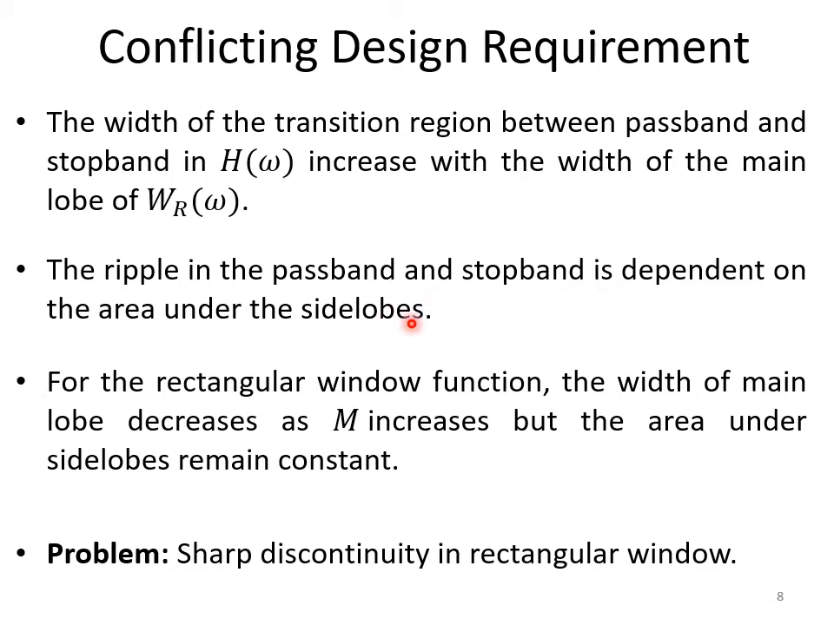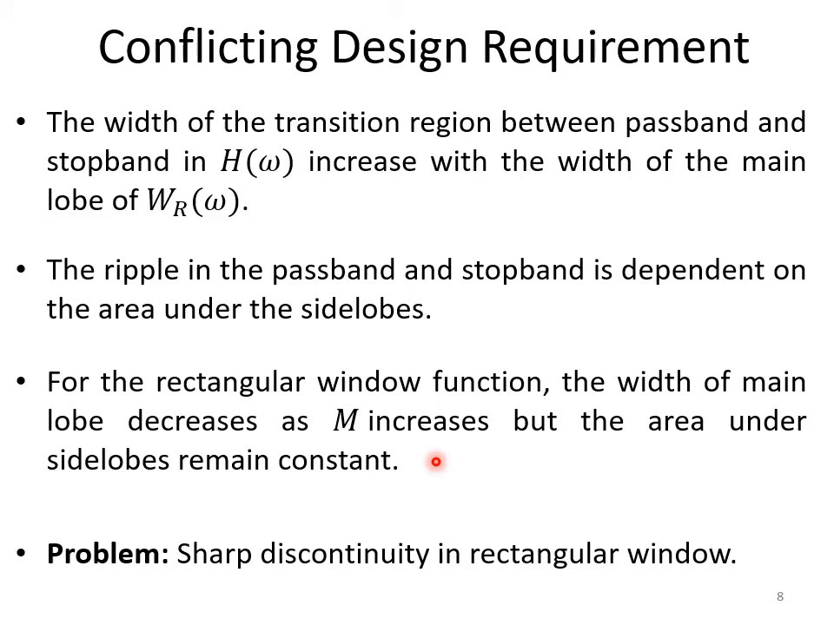The ripple in the pass band and stop band is dependent on the area under the side lobes, right? And we have seen in the previous slides that the side lobes are not going anywhere, whatever the value of M we choose. They are always there. So for the rectangular window function, the width of the main lobe decreases as M increases, but the area under the side lobes remains the same. So side lobes are always there, whether we increase M or keep M the same, for high values of M or for lower values of M.